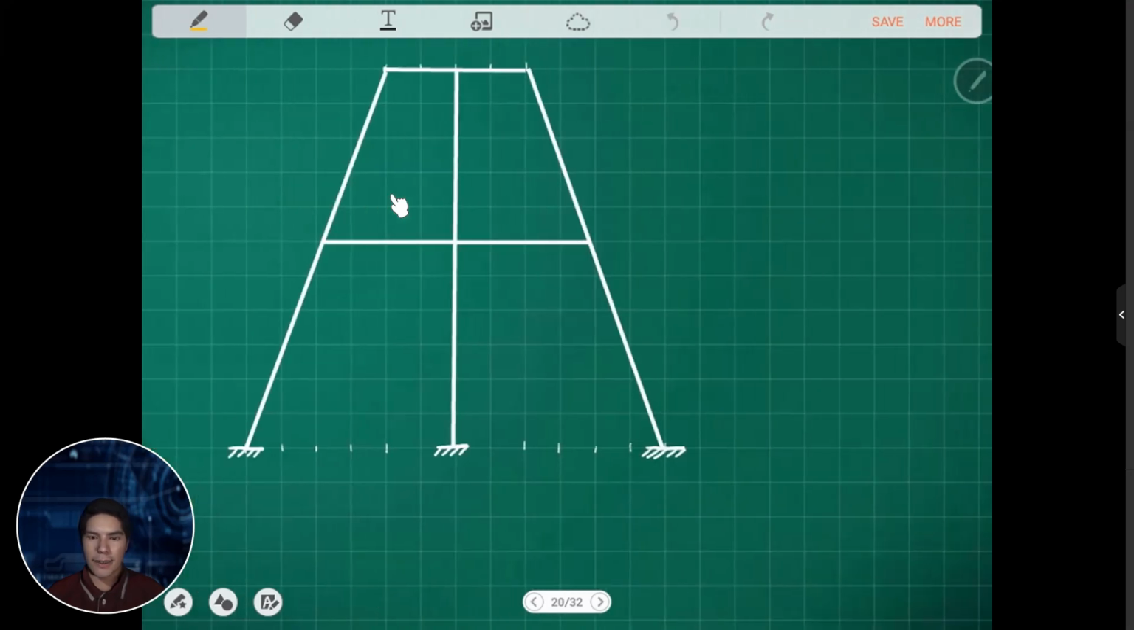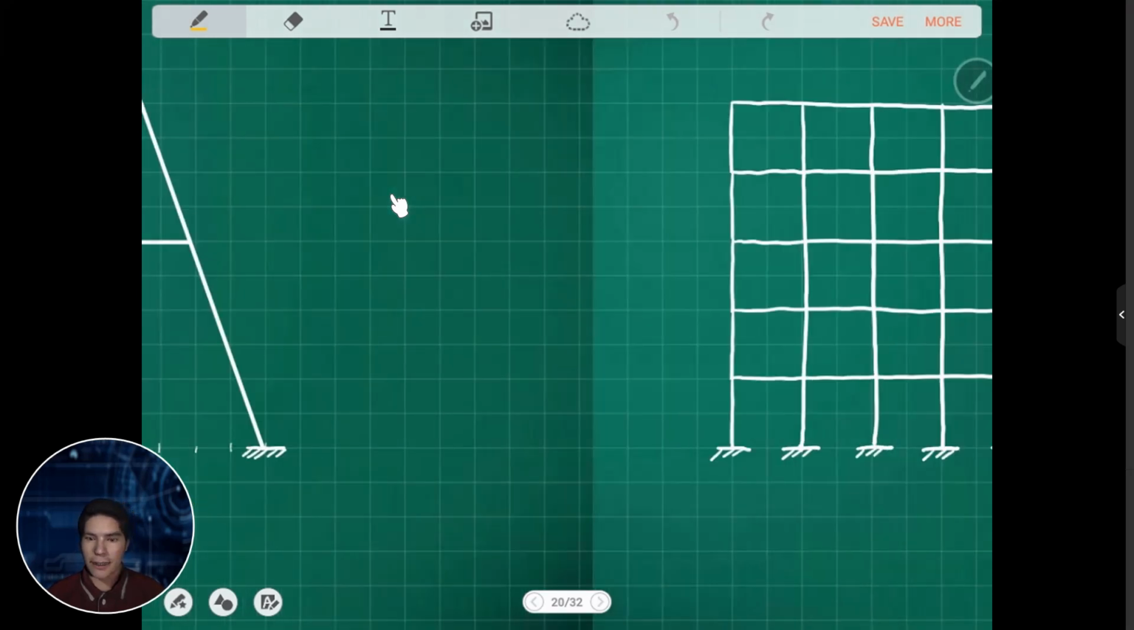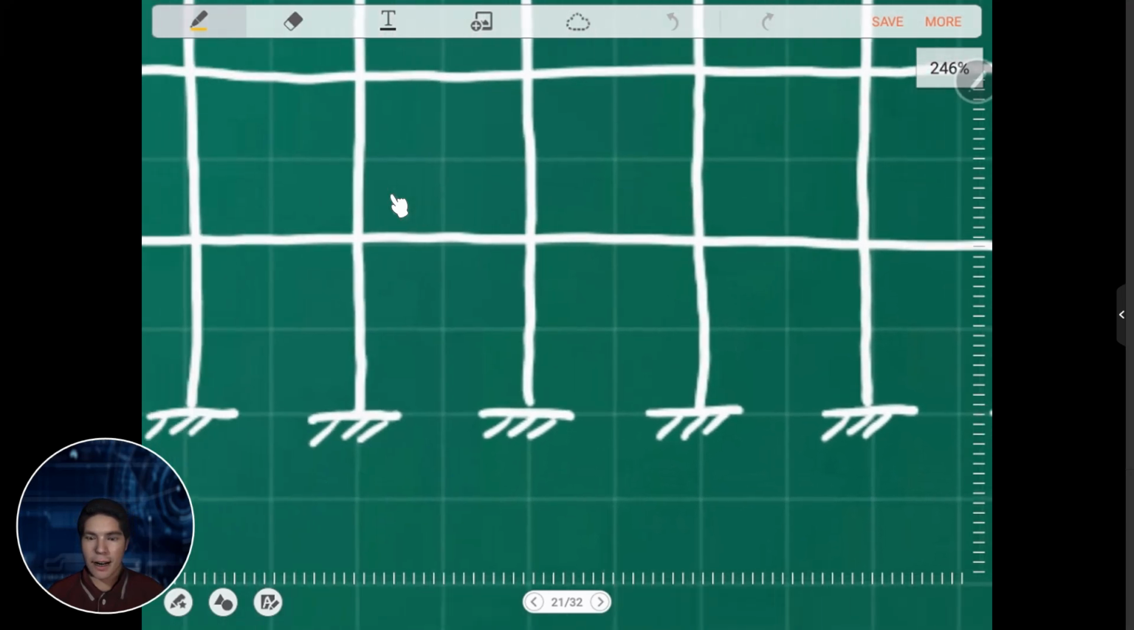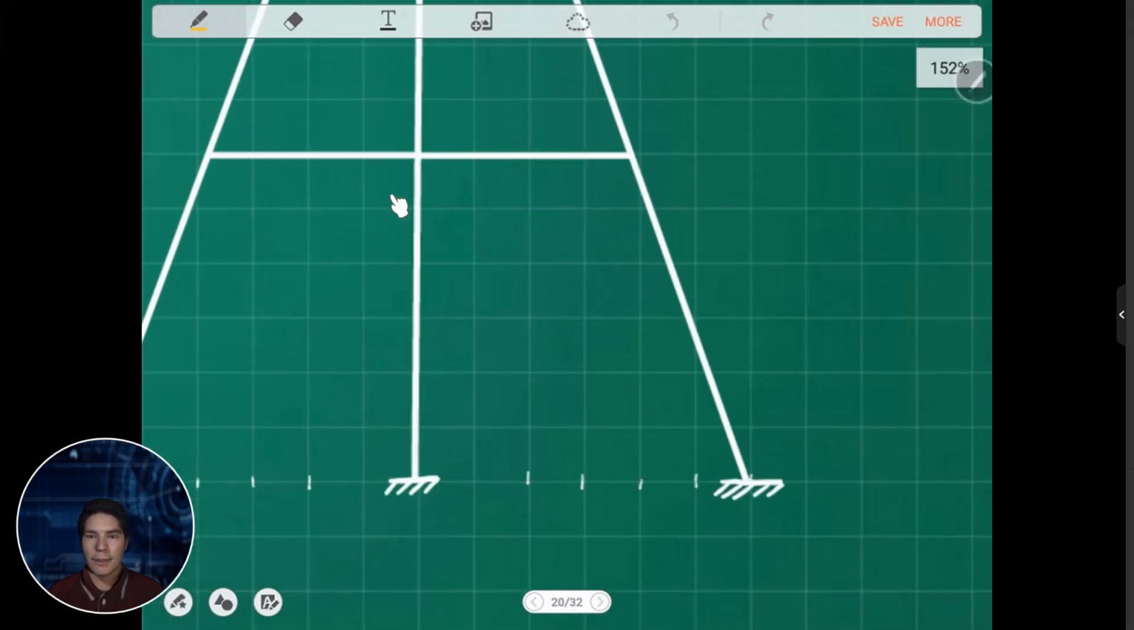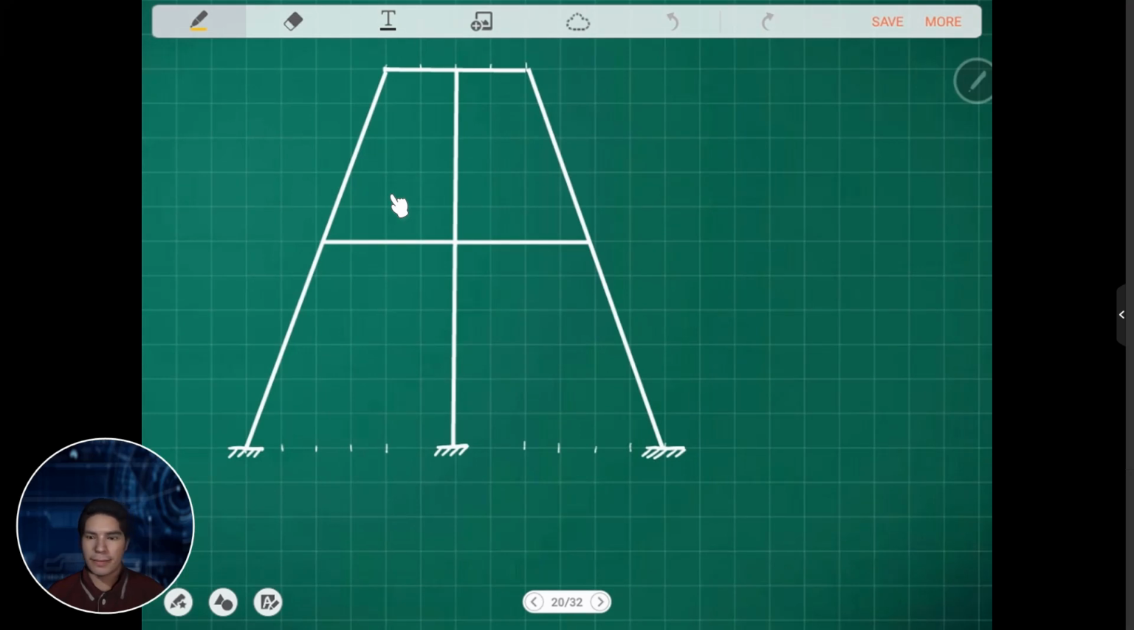Okay, so another problem. We have this building frame. So the next two problems are building frames, since the supports are fixed. As you see here, supports are fixed. So again, we compute the number of reactions. We have 3 for fixed support. So we have 3 plus 3 plus 3, so a total of 9.